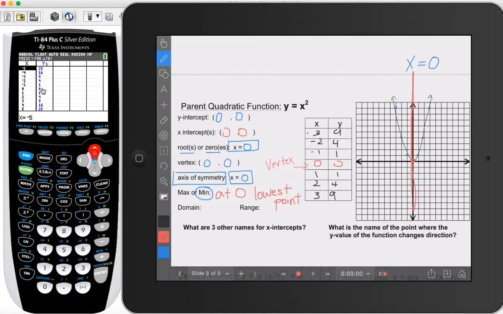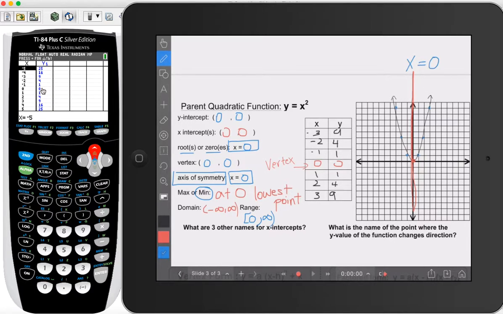Now, what's the domain of this graph? You can see this graph continues on forever to the left and forever to the right. So the domain of a quadratic function is always negative infinity to infinity. The range is from bottom to top. The lowest point is the vertex, so the range starts from y equals 0, and then it continues on forever, so it's from 0 to infinity.